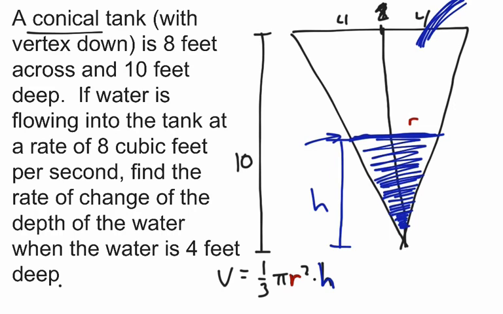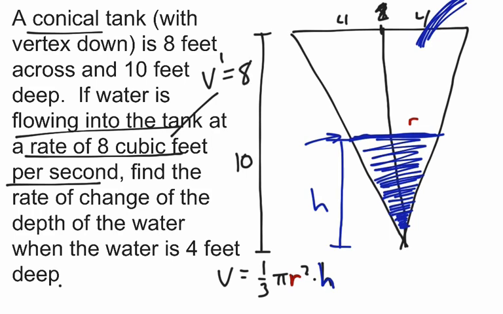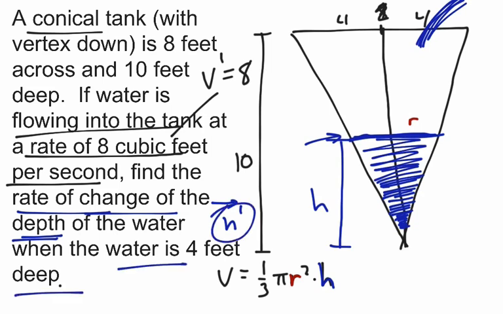If water is flowing into the tank at a rate of 8 cubic feet per second, that tells us the change of volume, because cubic feet is a volume, and so the rate of volume is V prime. It's telling us that V prime is 8. Then it's saying we need to find the rate of change of the depth. Rate of change is our derivative, depth is h, so we're looking for h prime. And at some point we know that the water is 4 feet deep. Eventually we're going to plug in h equals 4.